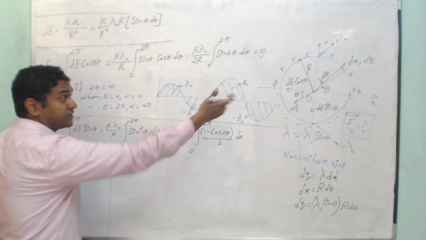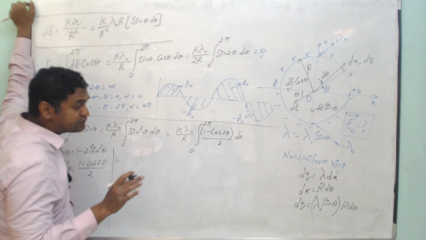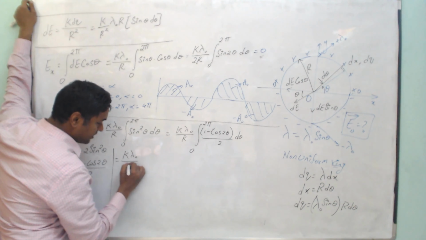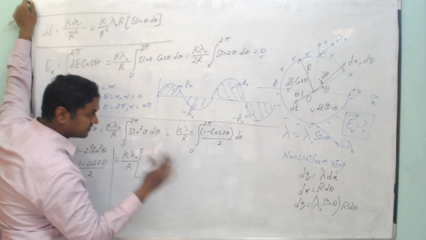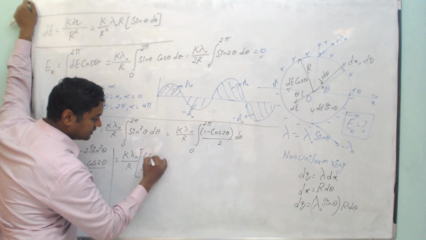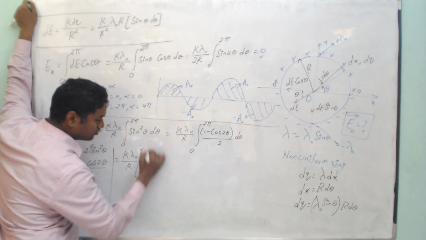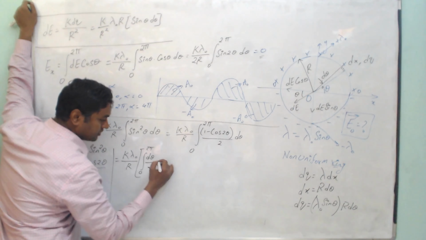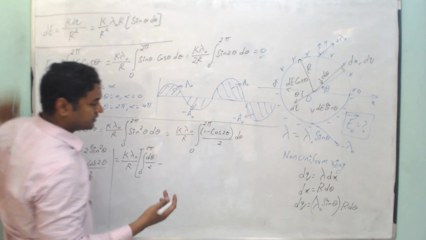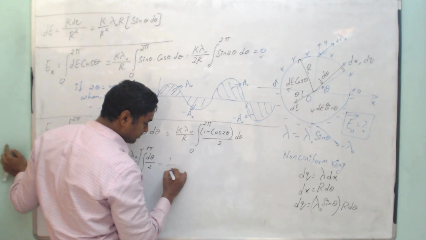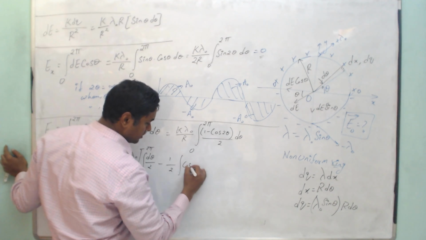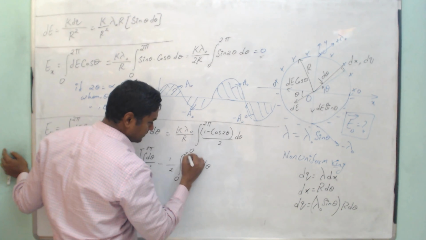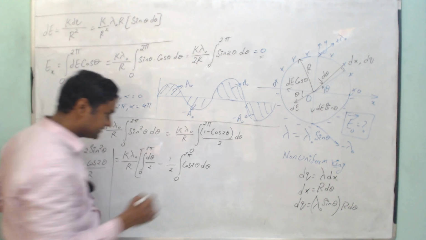Of course, we have already seen we should not get 0. Now let us do the mathematics, k lambda naught by r. What is the first integral? The first integral is basically d theta by 2 from 0 to 2 pi, that is 1 by 2 d theta. What is the second integral? Minus, I have again 1 by 2, integral of cos 2 theta d theta, again 0 to 2 pi.